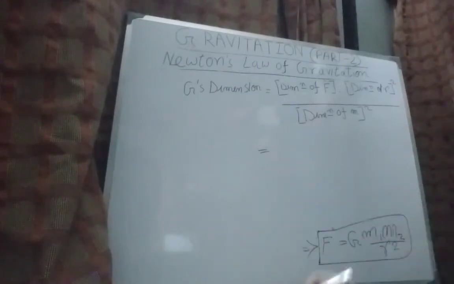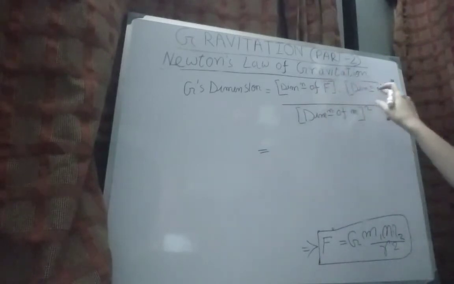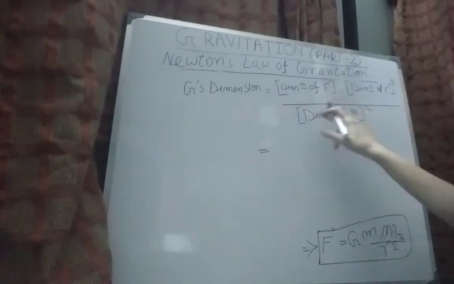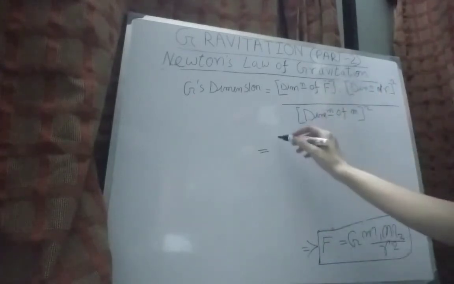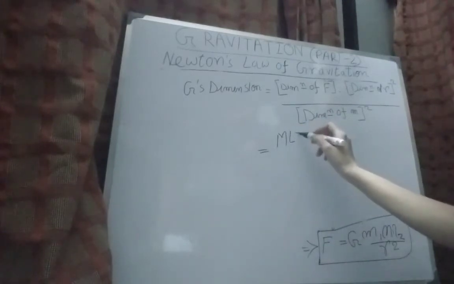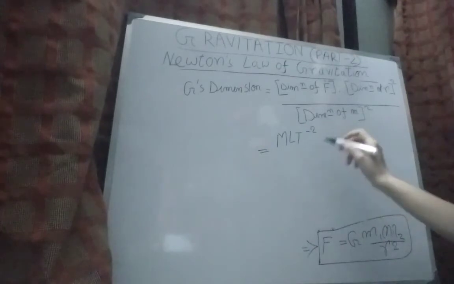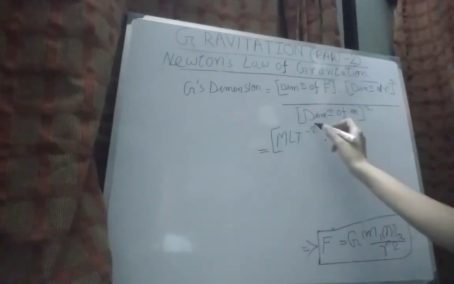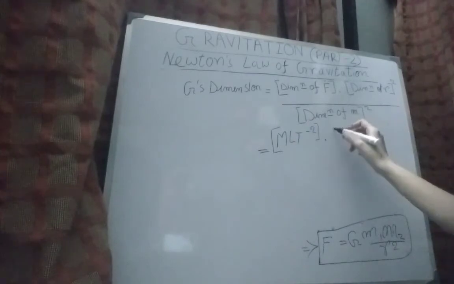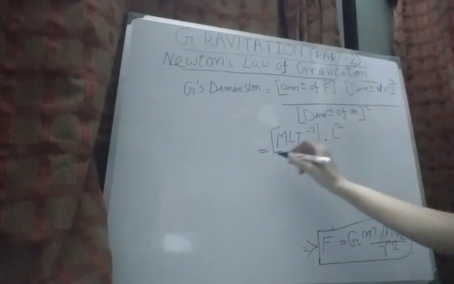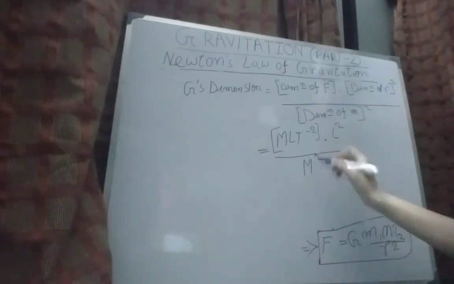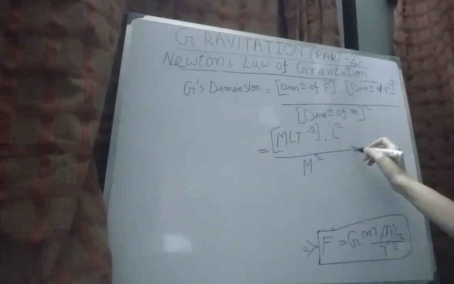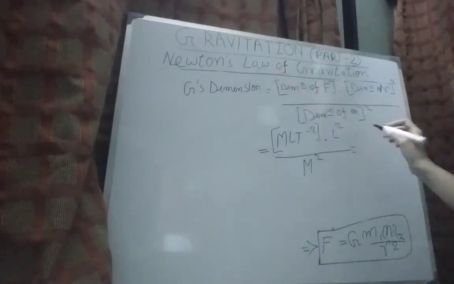Now what is the dimension of G? G's dimension is the dimension of F into the dimension of r squared, divided by the dimension of m squared. Now F is the force, so its dimension will be M L T to the power minus 2. The dimension of r is L, and due to the square it will be L squared, divided by the dimension of m, that is M squared.